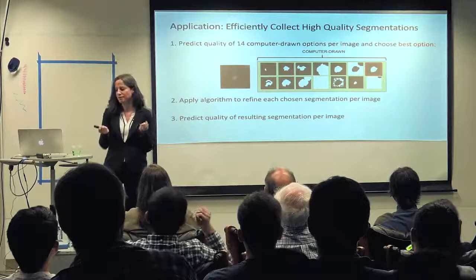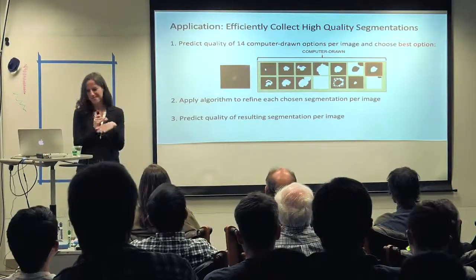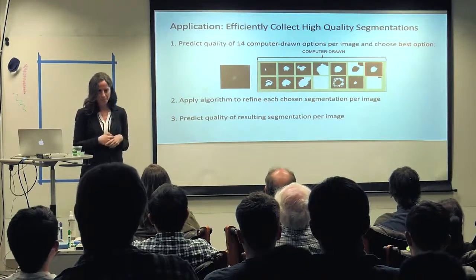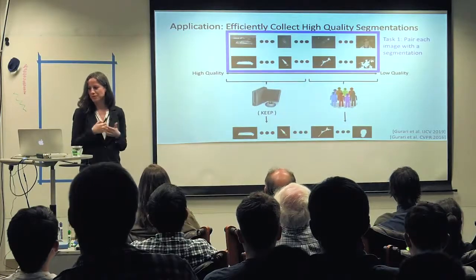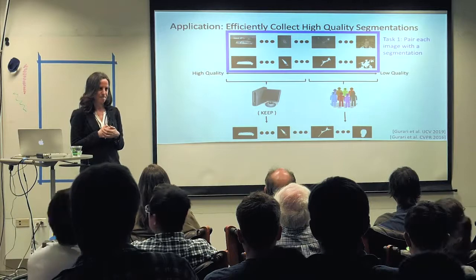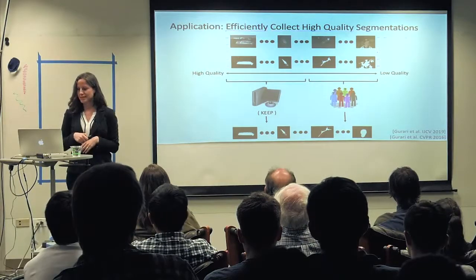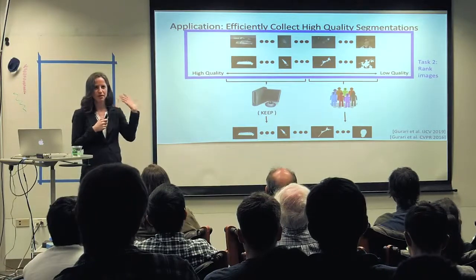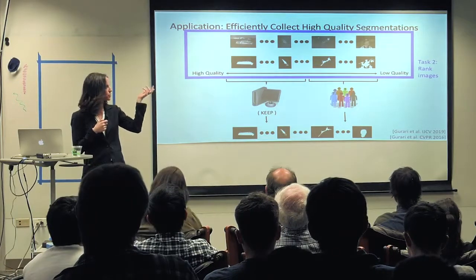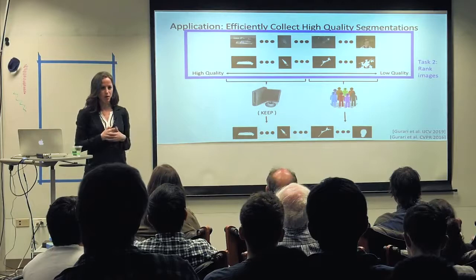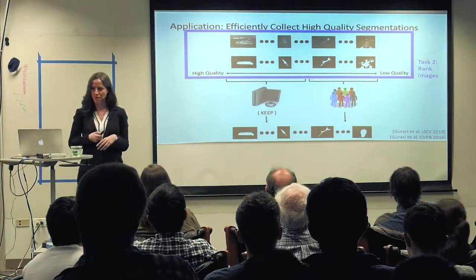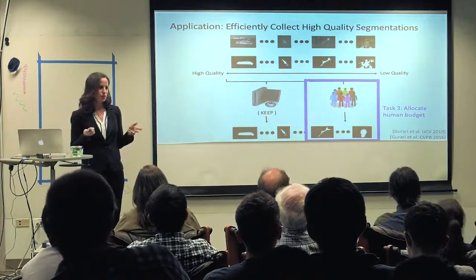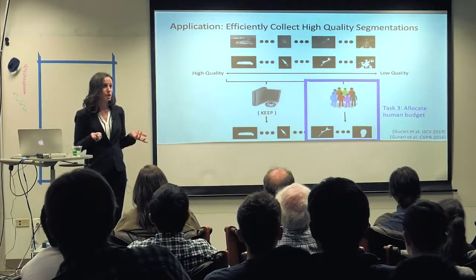So at that point, we took the result from the refinement algorithm, predicted the quality of the resulting segmentation per image, and we were able to pair each image with a segmentation. Next step is we rank the images from the cases where we believe we have the highest quality computer-generated results to the lowest quality. At that point, we allocate the available human budget to those instances where the predicted quality is the lowest.